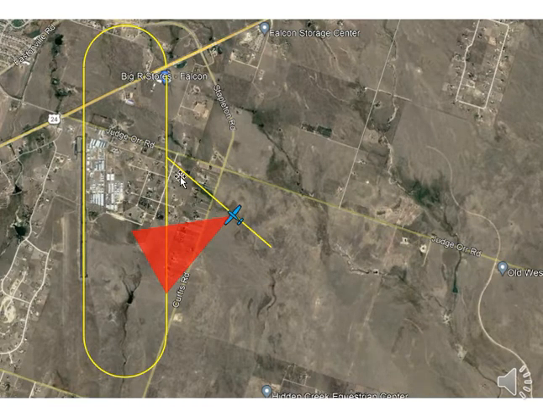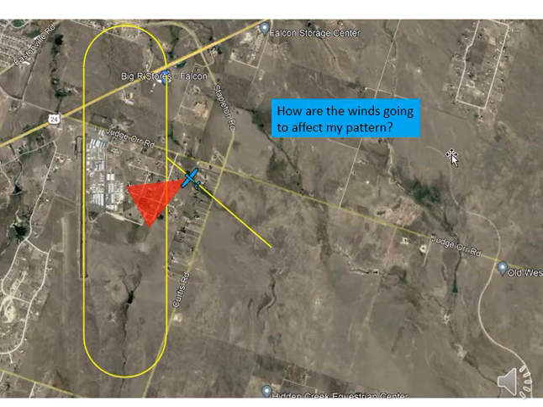Maybe doing a few more items on my before landing checklist. Still listening up on the radio, figuring out where people are, what are the high threat areas. But I'm still entering that 45 right there. And now I'm going back to that question, how are the winds going to affect my pattern?